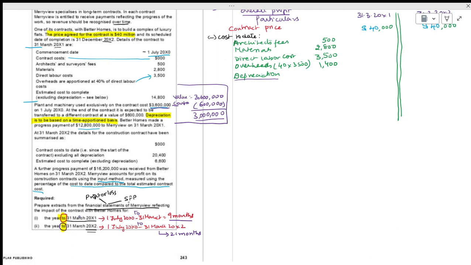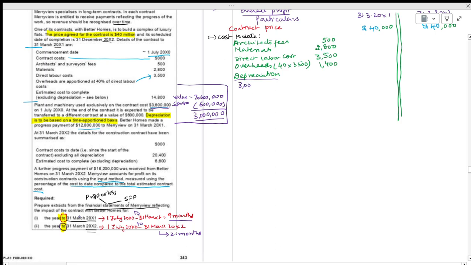The plant and machinery used exclusively on the contract cost is 3.6 on July 1st. At the end of the contract, it is expected to be transferred to a different contract. How much is the value? 600. Depreciation is based on the time apportionment. Means what? As simple as that. The exact value of the asset we have to take. Okay, depreciation. How much is there?